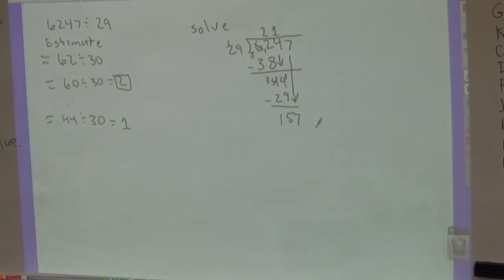Now, David, what place value is that 157 in? That is in the ones place. That's right. We're going to do one more estimation here. One more estimation of 157 divided by 30. What are we going to round 157 to make it easily divisible by 30 now? 150. Good. 150 divided by 30.